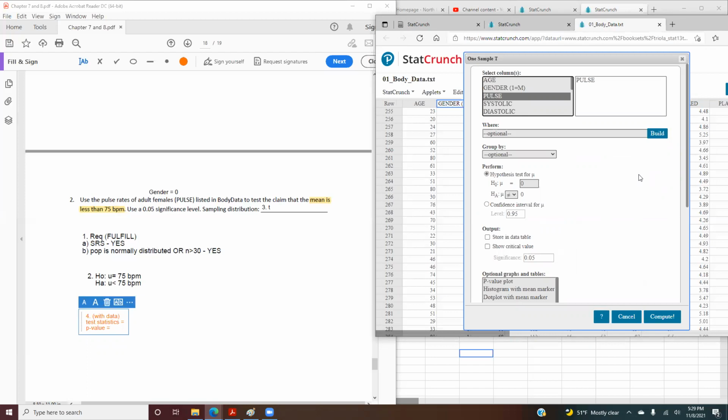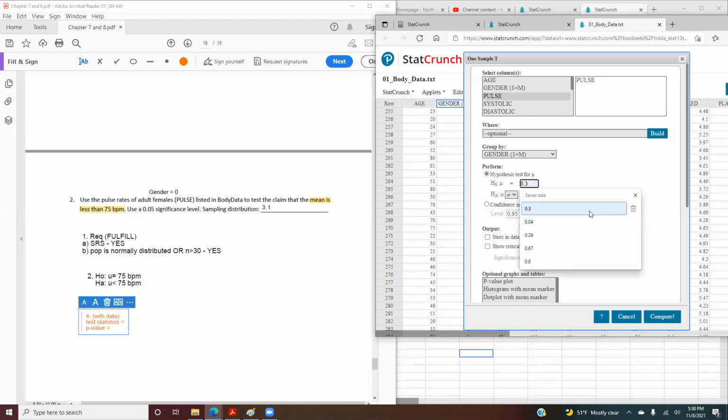But in this question, we only concentrate on female pulse rate. So you have to group by gender. This is what you do in this case, because we've got two genders, male and female. We will still use pulse rate here, and then you group it by gender here.